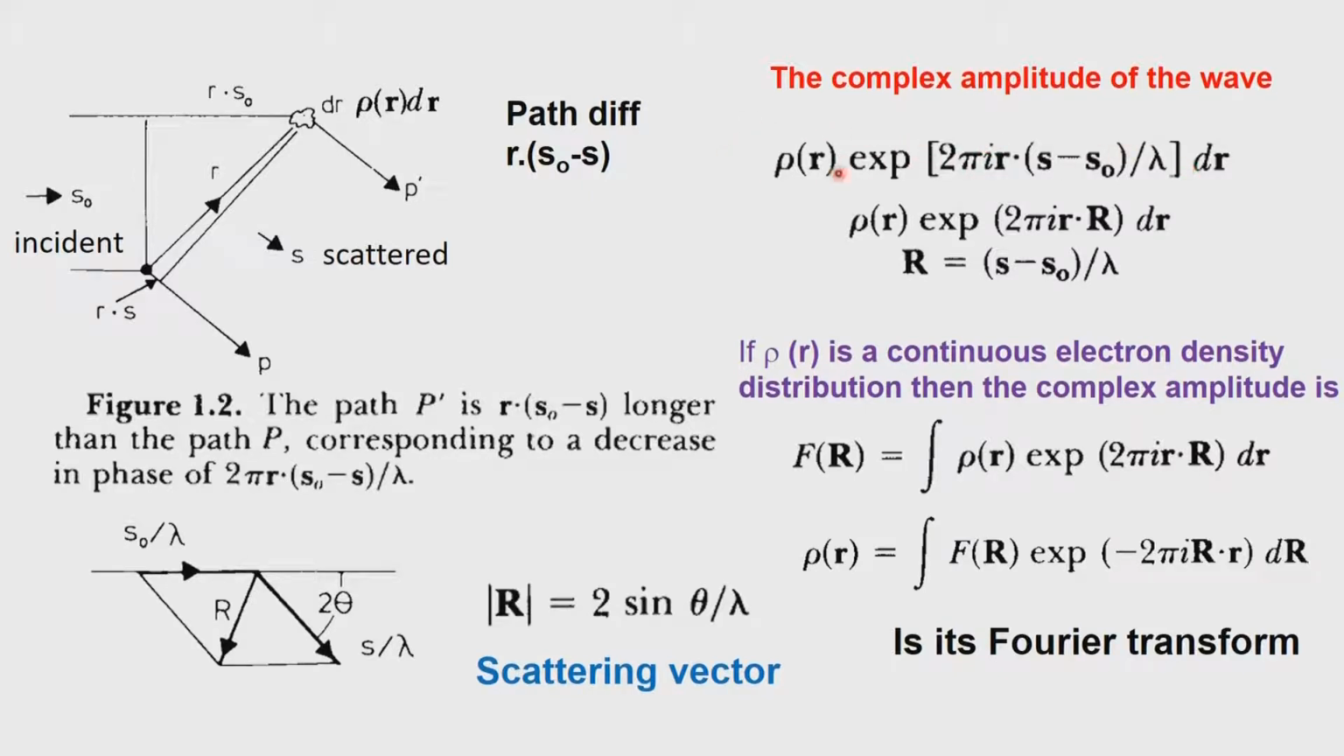So, we therefore get the expression for the complex amplitude as rho of r exponential this, and we now define (s minus s naught) by lambda in terms of a vector R, and this particular vector R therefore has dimensions of reciprocal length. So, what you notice in this expression is very interesting.